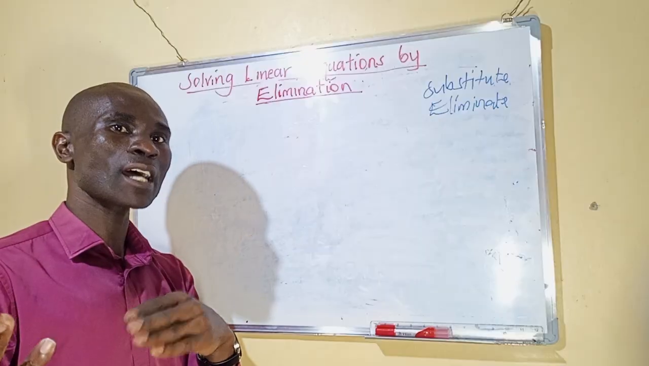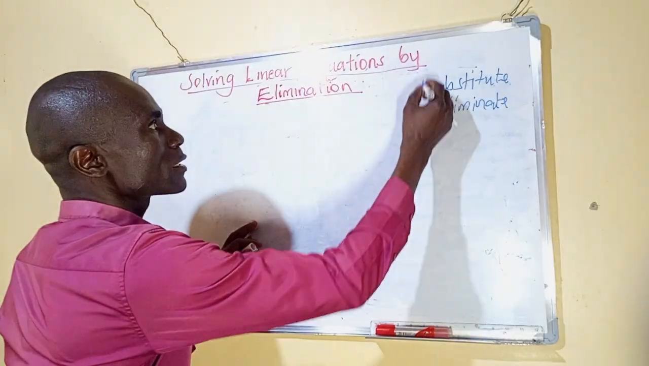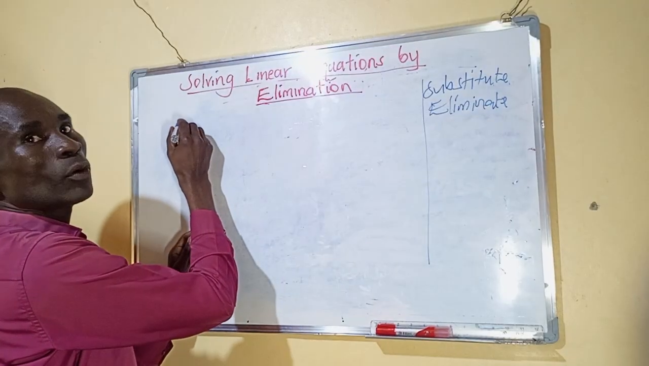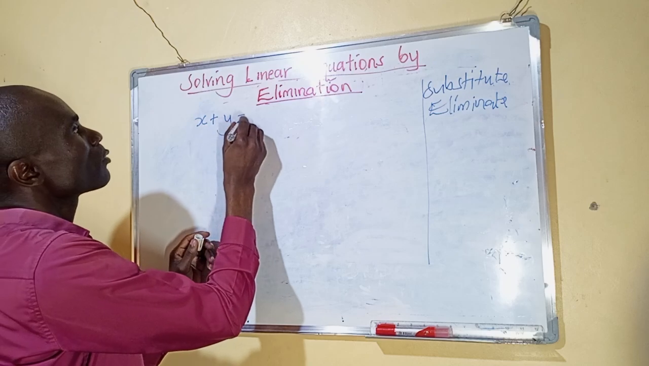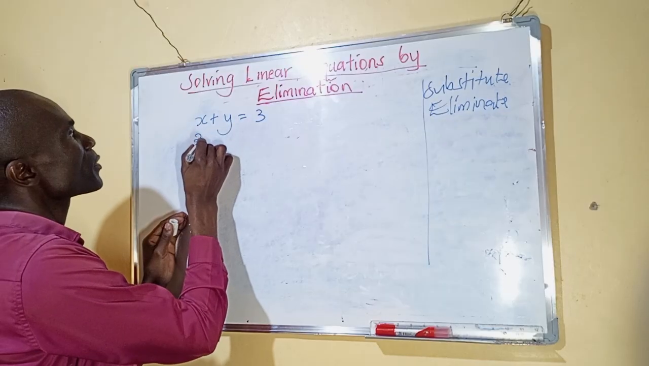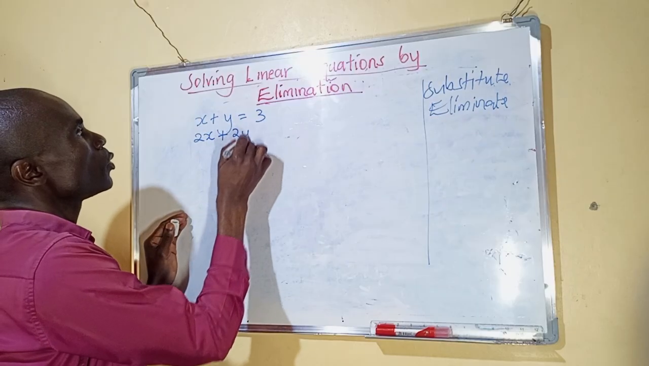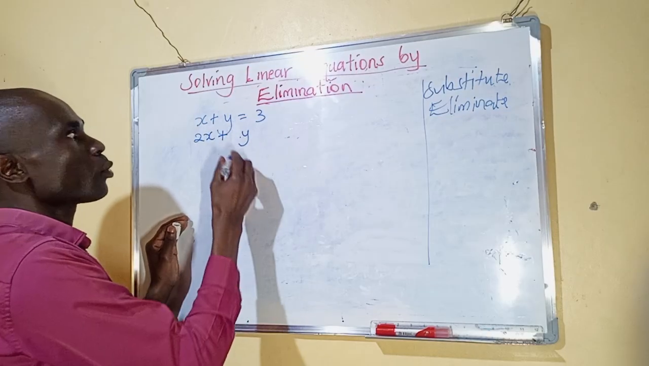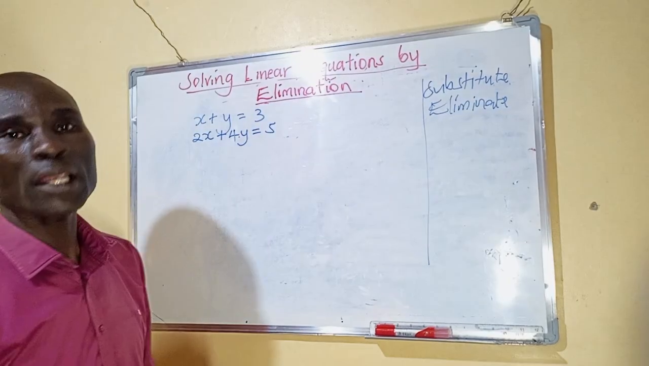Now, how do you eliminate? How do you remove one equation from the other? This is what you do. Let's look at a slight example here. Let's say we have x plus y is equal to 3. That's equation 1. Then let's say we have 2x plus 4y to give us a number like 5.